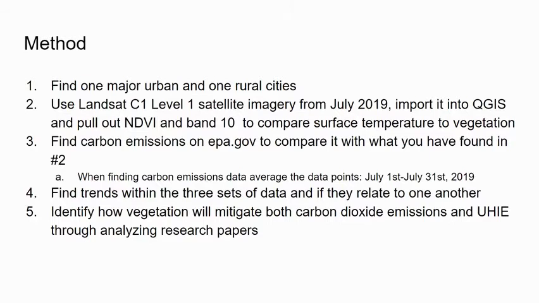For our fourth step, we decided to find trends within the three sets of data and to see if they relate to one another. Our fifth step was to identify how vegetation will mitigate both carbon dioxide emissions and the UHIE effect through analyzing research papers.